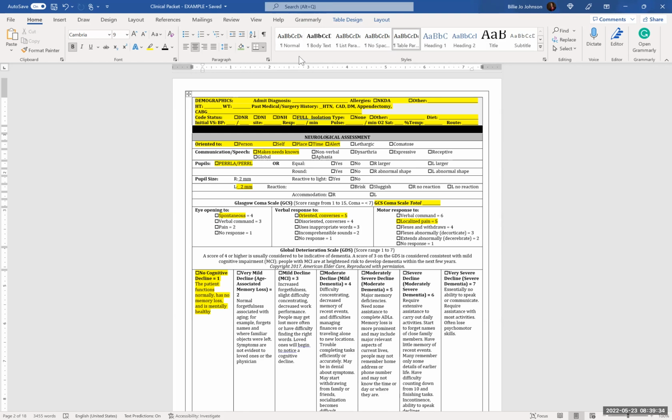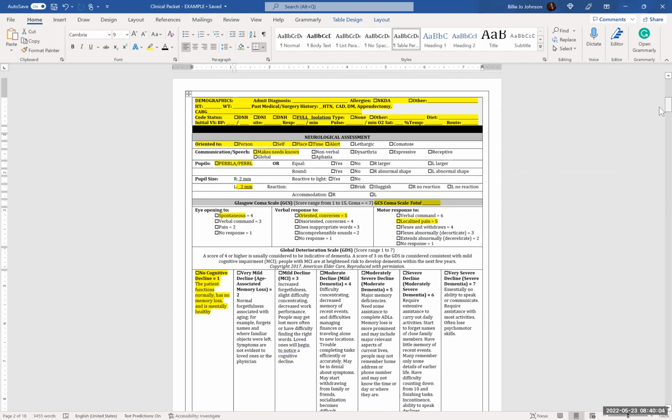All right, neurological assessment. That's a mental status exam as well. Are they alert and oriented to person, self, place, time? Are they lethargic, comatose? Then go to communication of speech. Pupils, are they PERRLA? Make sure you're filling this out. Pupil size. Another thing is the Glasgow Coma Scale. You fill these individual sections out, but you need to put your total here. Make sure you do that.